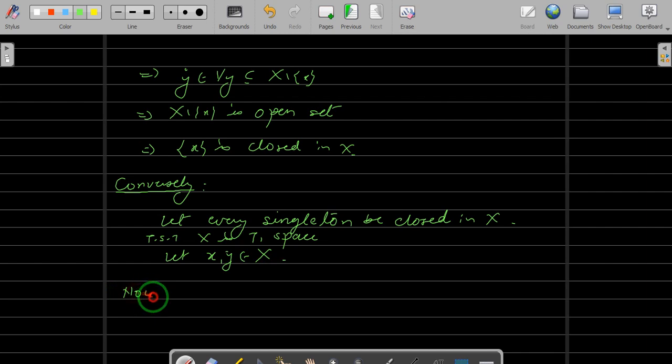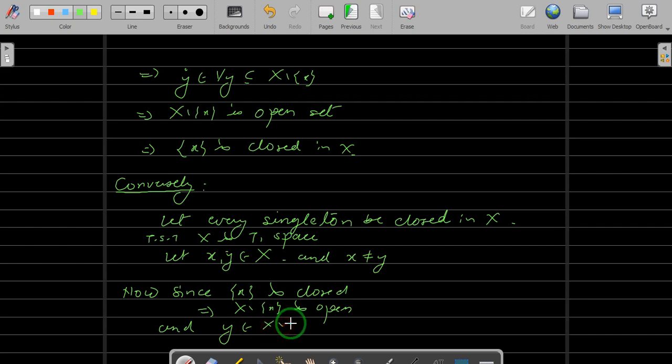So now, since singleton x, here one more condition you have to put, x is not equal to y, you have to take two distinct points. Since singleton x is closed, this implies the complement is open, X different singleton x is open. You are just removing one point x from this set, and this y will be in this given set because x is not equal to y, and this is a neighborhood of y, because we already said that it's open and y is in the given set.